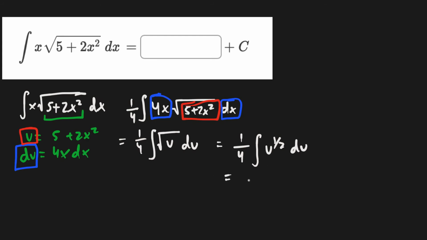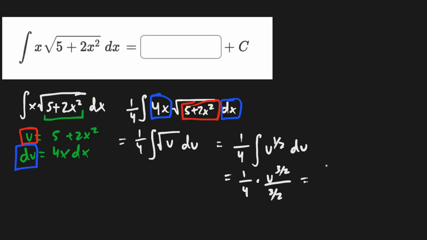Now it just becomes very easy to use the reverse power rule, so this just becomes 1/4 times u raised to the 1/2 plus 1, which is 3/2. I'm just going to write that to save some space. So this is 3/2 over 3/2, right? And all we have to do now is simplify, and then write it in terms of x and add the constant of integration.